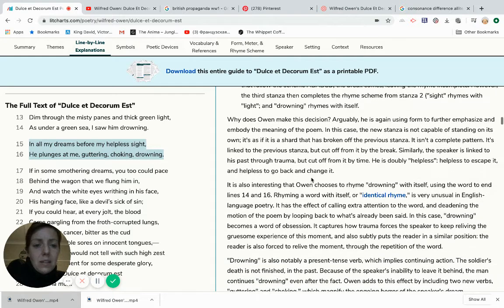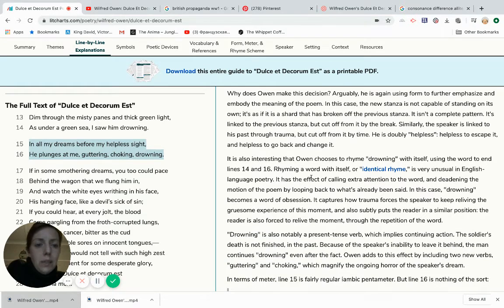Why does Owen make this decision? Arguably, he is again using form to further emphasize and embody the meaning of the poem. In this case, the new stanza is not capable of standing on its own. It's as if it is a shard that is broken off of the previous stanza. It isn't a complete pattern. It's linked to the previous stanza but cut off from it by the break.